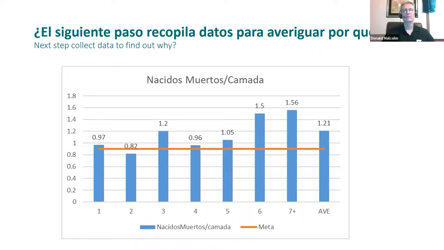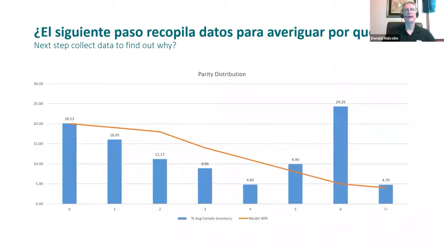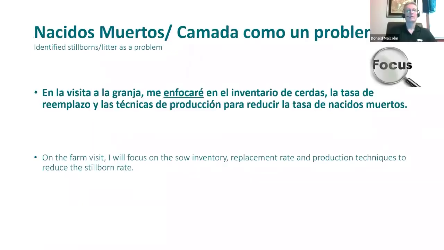And I did some further digging, and it's also easy to see that there are a lot of old animals on this farm. And so that is the reason why the stillborn rate is so high. So when I go to the farm, I now will know that I will focus on the sow inventory. I will look at the farm replacement. So I have information guiding me where to look.